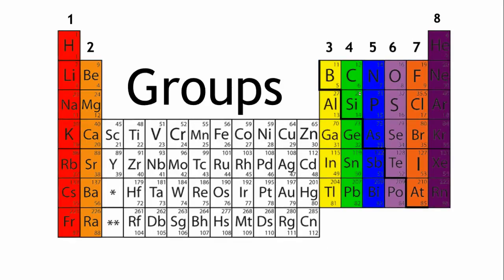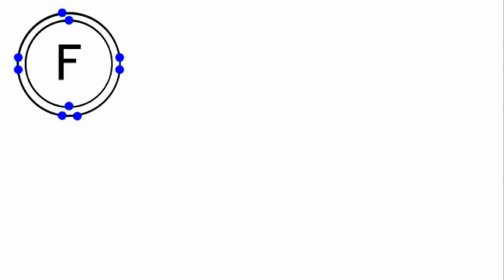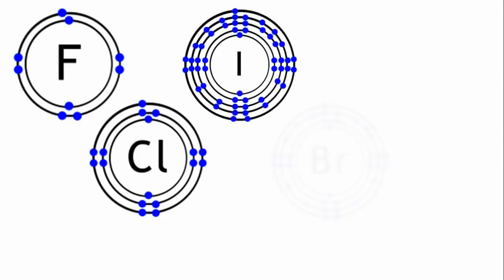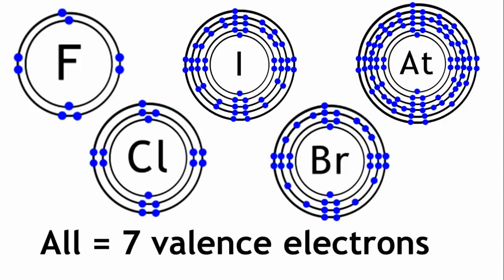The group number can tell you how many electrons are in this shell. For example, let's look at group 7. Fluorine, chlorine, iodine, bromine, and astatine. They all have 7 electrons in their outermost shell and all exhibit similar chemical characteristics. The properties show a gradual change going down the group as we go from period to period.